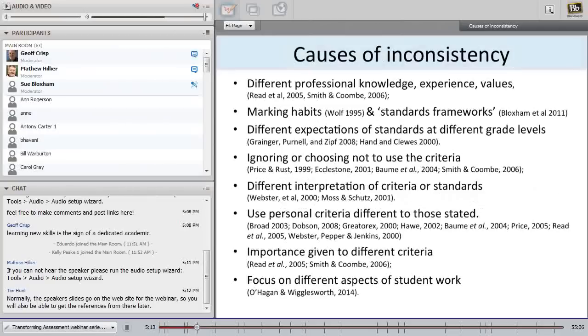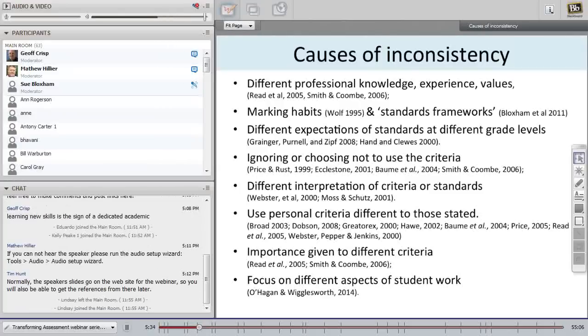When people have looked at the causes of inconsistency, quite a lot of different reasons come up. Different people's professional knowledge, their experience, their values, their career, the marking they've experienced, perhaps the students they've worked with, influence them, such that, as Wolf argued, they develop different marking habits. And in some work we did a few years ago, we talked about people developing their own standards framework, a sort of lens through which they looked at students' work, which does seem to be influenced by their prior experience, knowledge and values.